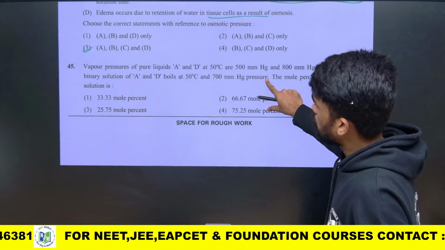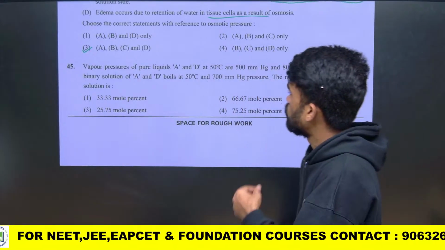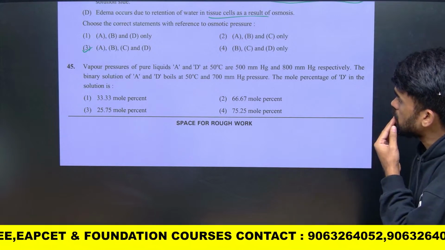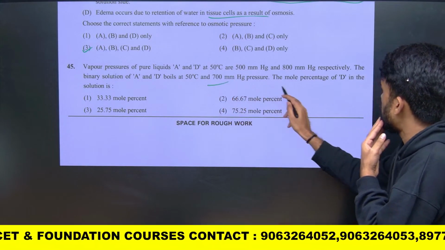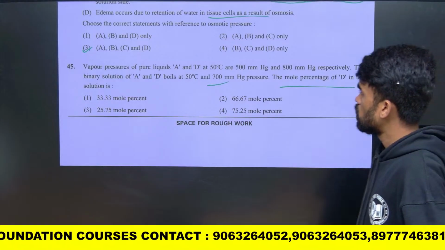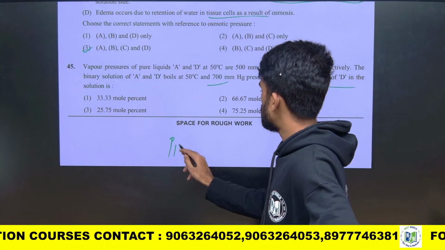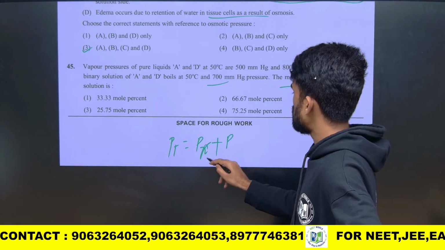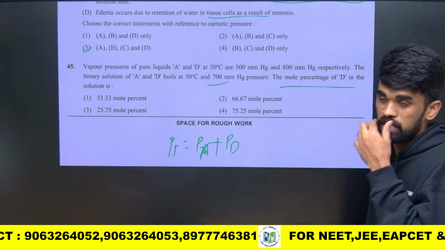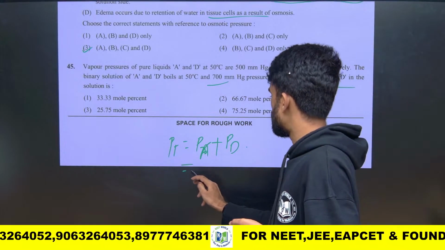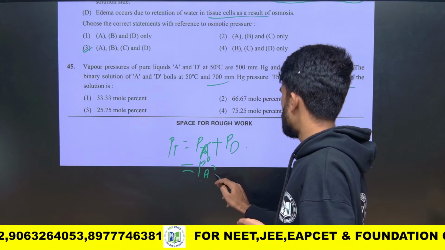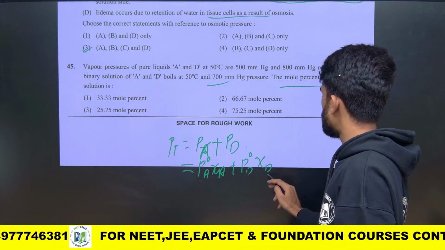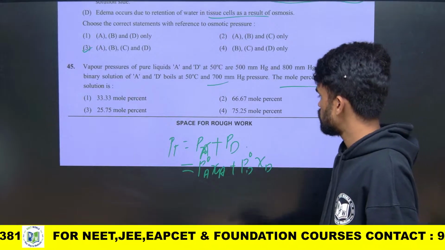Okay. A few more questions are also there. Vapor pressure of pure liquids A and B are given, and also mole fraction. Total pressure is given and they are asking us to find the mole percentage. So this is on Raoult's law. P total equals P_A plus P_D. These are the two things they have given. So again, P_A I can write as P naught A chi A plus P naught D chi D. So chi represents mole fraction. Okay, this is about the total.